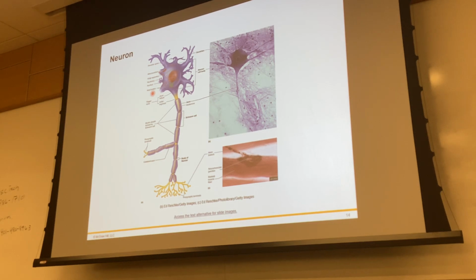Nissl bodies are modified endoplasmic reticulum that are very, very extensive, and they're so extensive that it makes the cell body itself look very dark. And if you look right here on the right-hand side, the reason why this cell body is so dark is, again, because of those modified endoplasmic reticulum, the Nissl bodies.